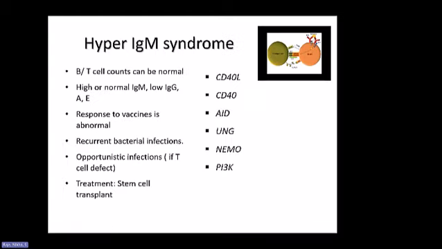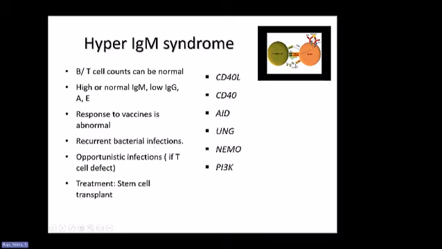Hyper IgM syndrome. Here, the defect is not in T or B cells, but in the molecules that help in communication between the two cells. The cells can be normal in number. IgM is high. Ideally, IgG, A, or E would be absent, but not necessarily so. The typical defect is CD40 ligand or CD40 that causes recurrent bacterial infections, opportunistic infections, and poor response to vaccines.